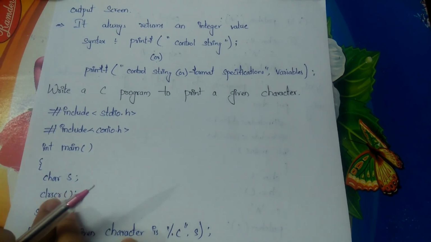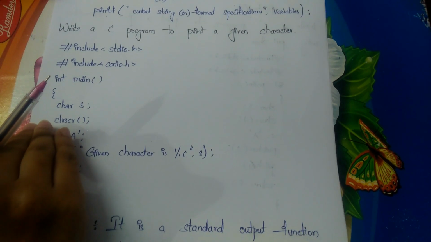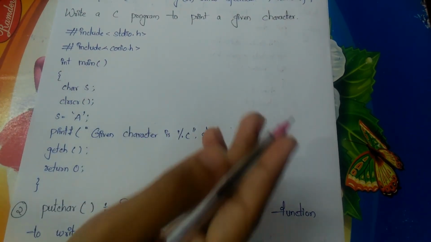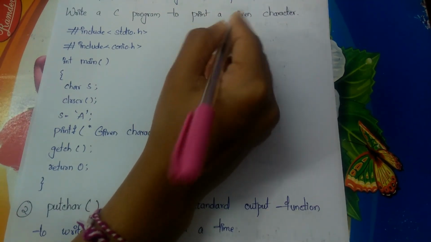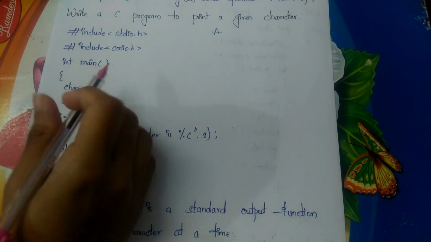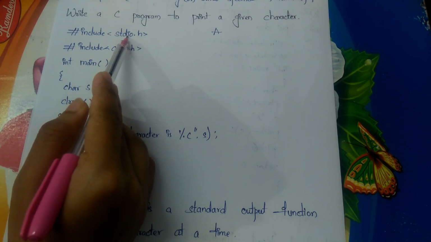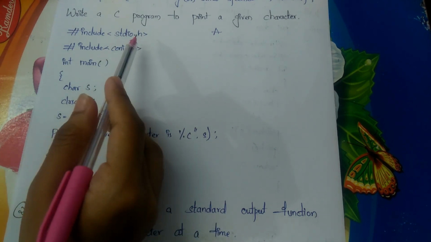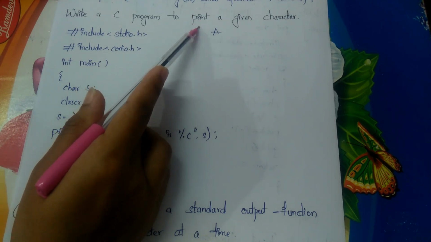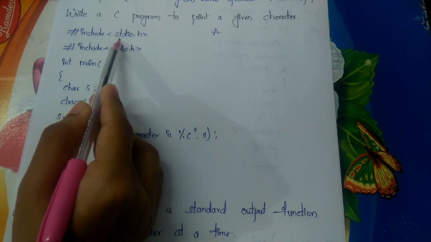Let's see a small program here. Write a C program to print a given character. For example, the given character is A. We have to print it onto the output screen. So first we have to include the header file, #include stdio.h. In this only, the printf, scanf and all the input output functions are there. We have to print on the output screen, so compulsorily we have to use the printf function. For that we have to include the stdio.h header file.